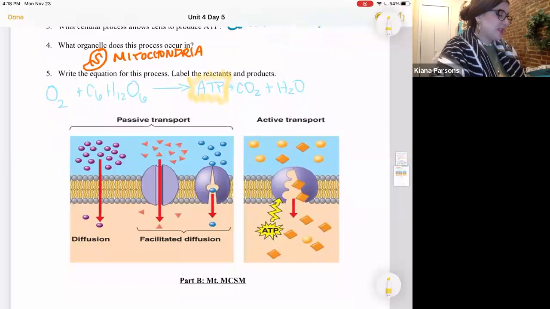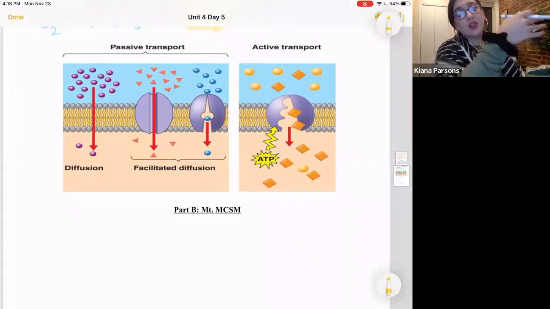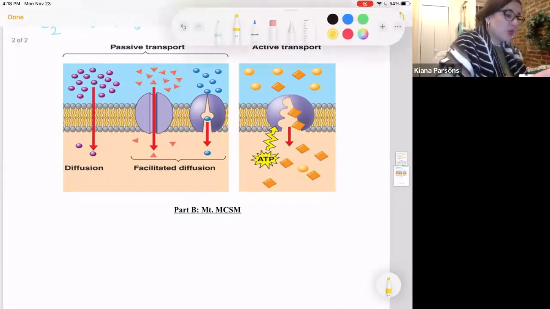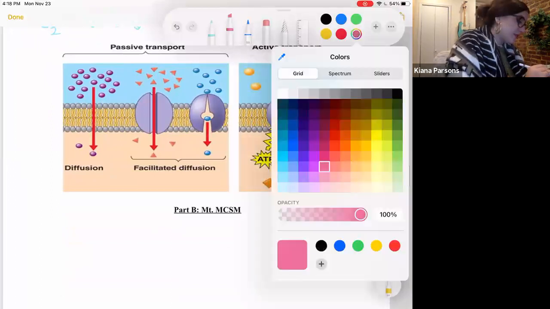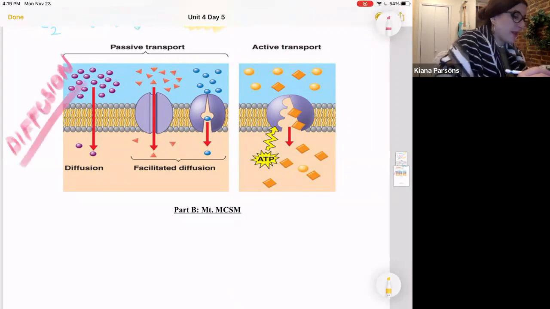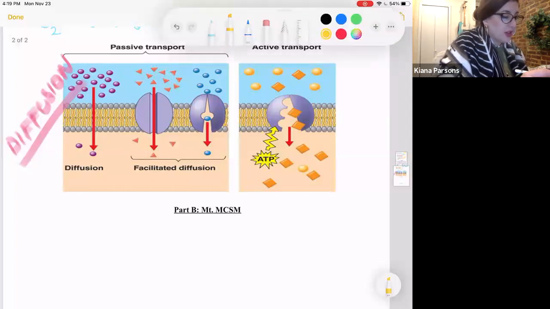All right, so we take a look at the diagram down here. We can see passive transport contrasted with active transport. This passive transport, of course, is diffusion. So this is what we've been talking about. But today we started talking about active transport that requires energy.